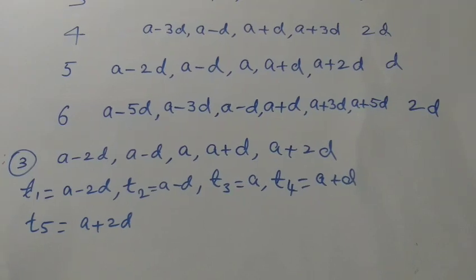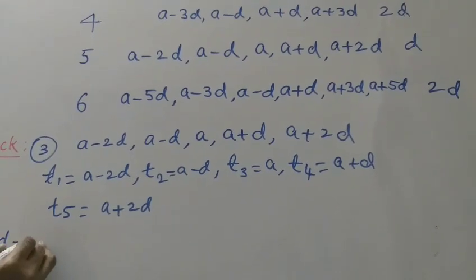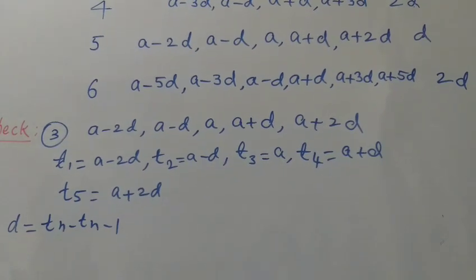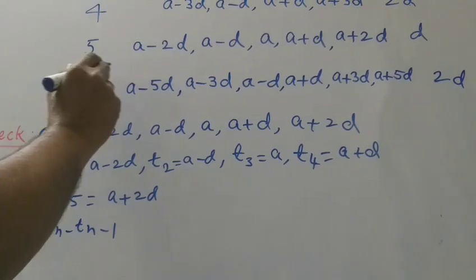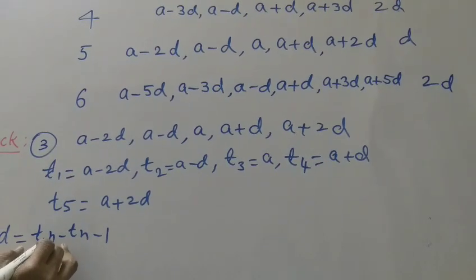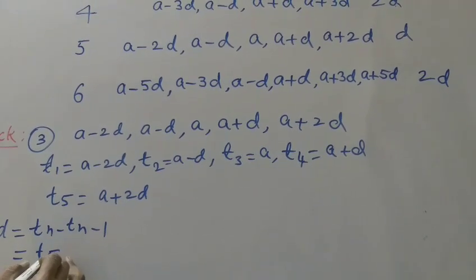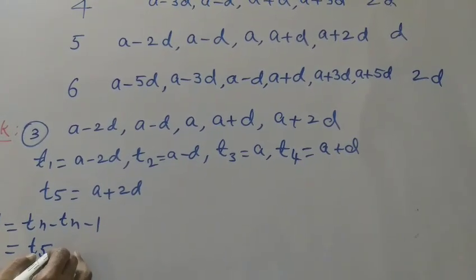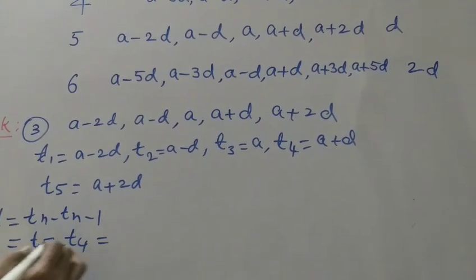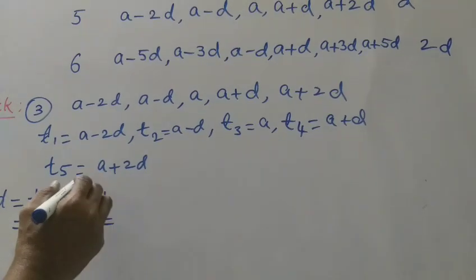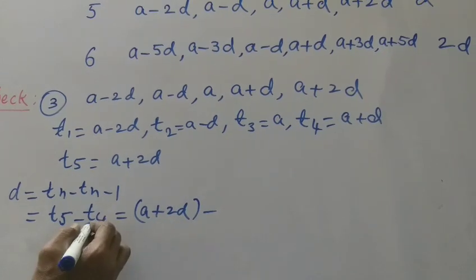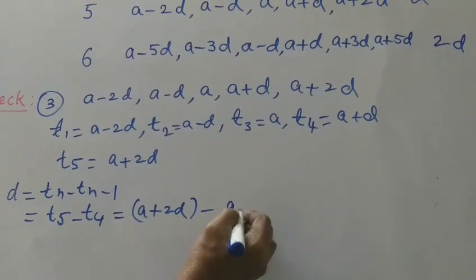Any 2 terms you can take by using the common difference formula Tn minus Tn minus 1. Here there are 5 terms. When you substitute 5 in place of n, n minus 1 is 5 minus 1, 4. So it becomes T5 minus T4. Term 5 is equal to a plus 2d, minus term 4, which is a plus d.